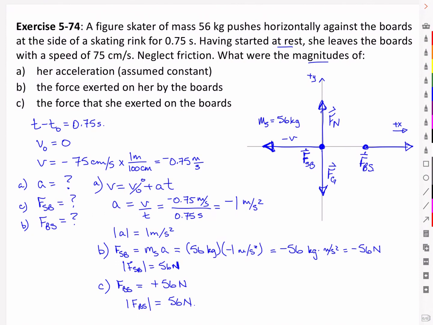So we can see our kinematics coming back into play here. It allows us to solve for the acceleration, and if we know the acceleration and the mass, we can figure out the force that was applied. We needed 56 newtons to enable her to move away at an acceleration of 1 meter per second squared, and we have an equal and opposite force exerted on the boards.